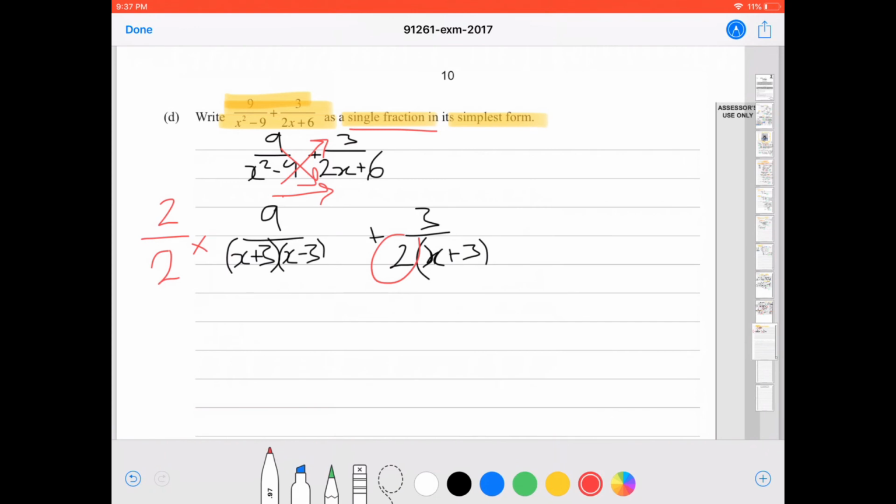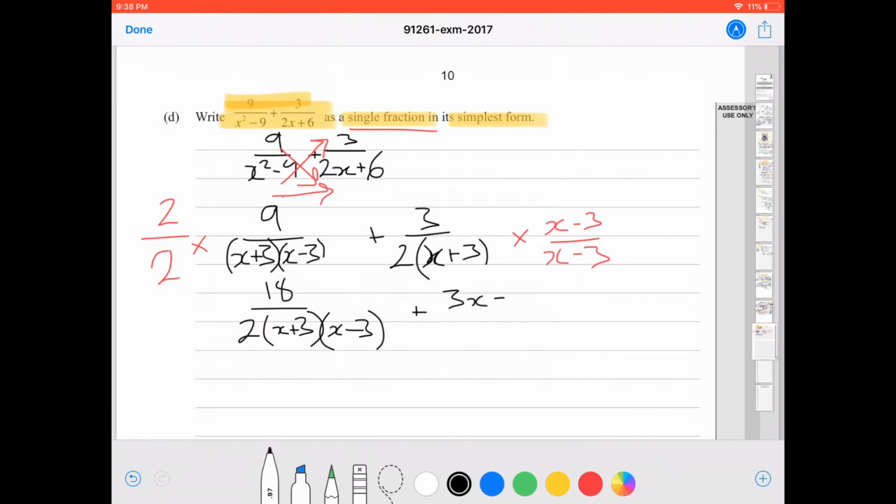For our second fraction, we're going to take this x minus 3 and multiply by x minus 3 over x minus 3. Okay? So let's go ahead and do that and see what we come out with. We've got 18 over, and we'll keep it in factorized form for now. There's no need to expand. 2 times x plus 3 and x minus 3, plus 3x minus 9, and in the denominator, just like that, you've got 2x plus 3, x minus 3.